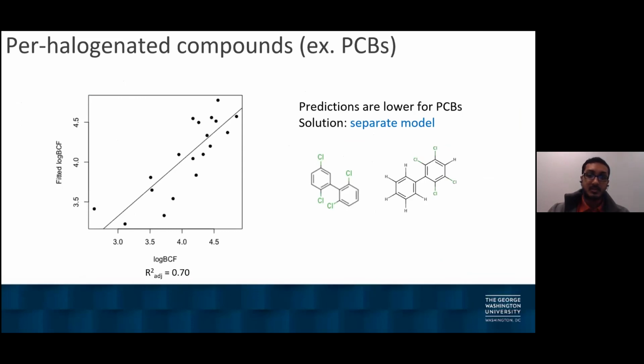So since the predicted BCF was lower for these perhalogenated compounds, we believe a good solution here is to make a separate model for this specific chemical class and use this as an approach for future chemical classes that may look like outliers.